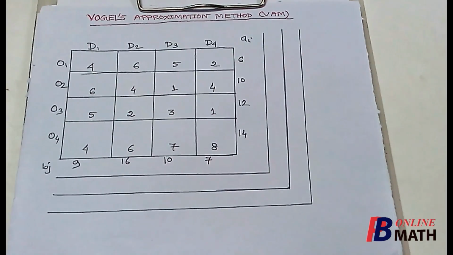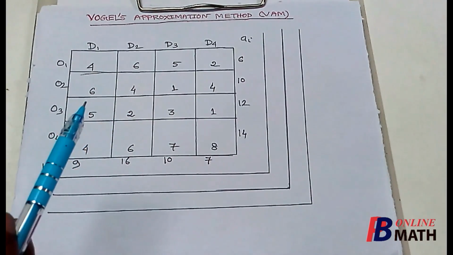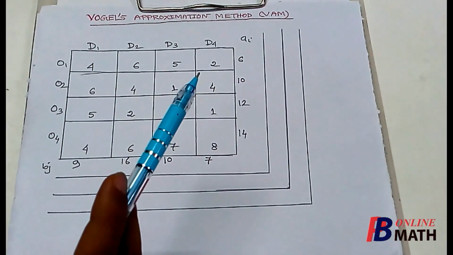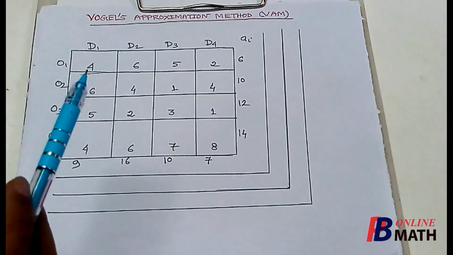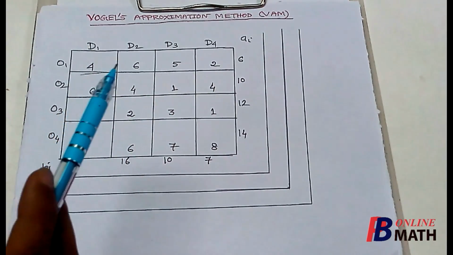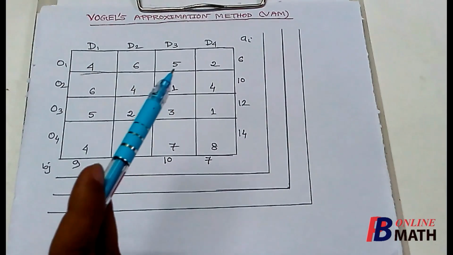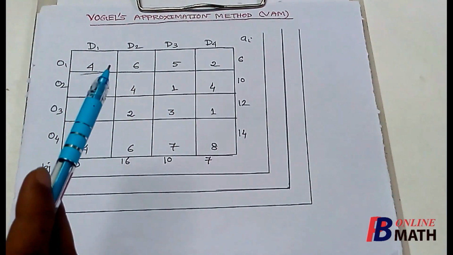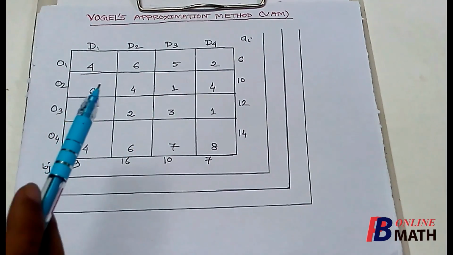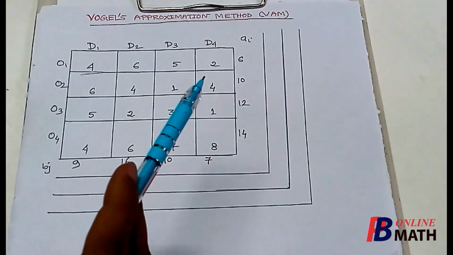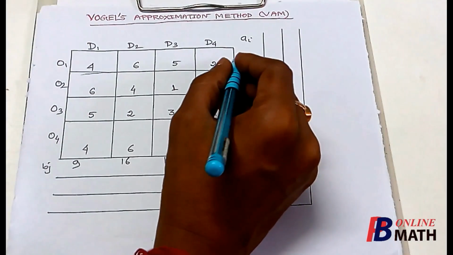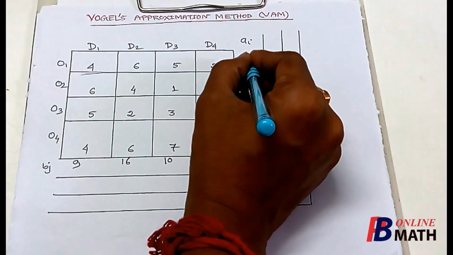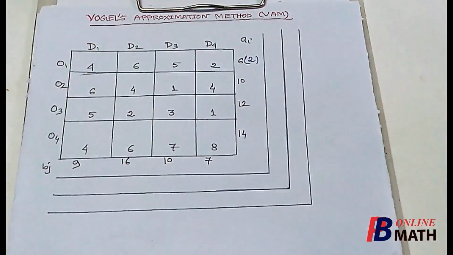So if we consider the first row, then we find that the minimum cost is 2 and the next minimum cost is 4. So the minimum cost is 2 and the next minimum is 4. Now we shall find the difference between these two. We find that the difference is 2. So we shall write this difference within a bracket beside the capacity. So we shall write here this 2.